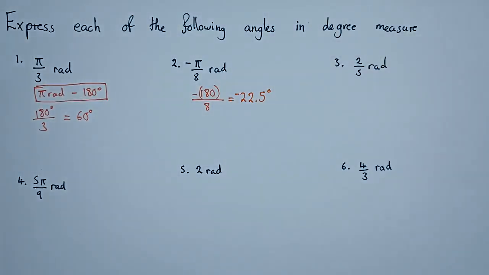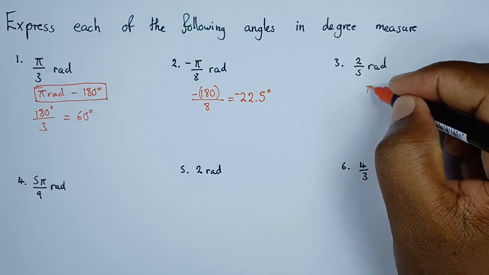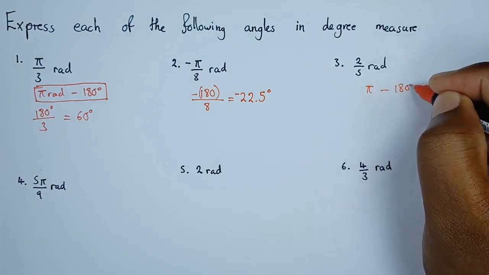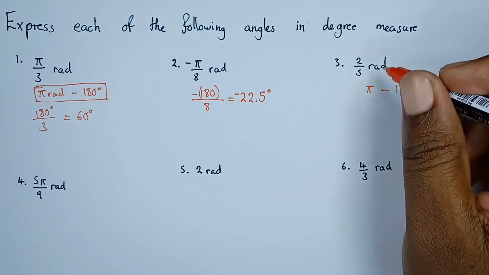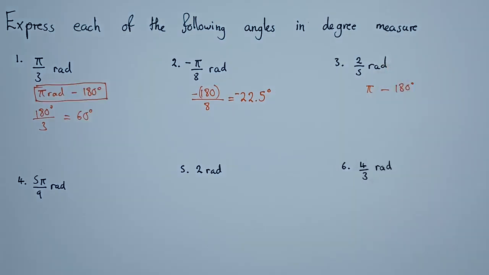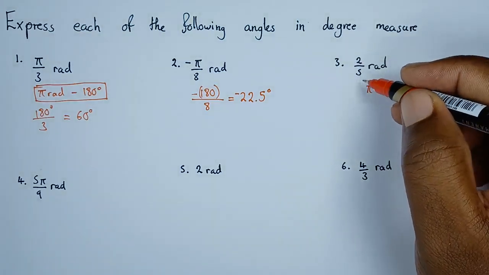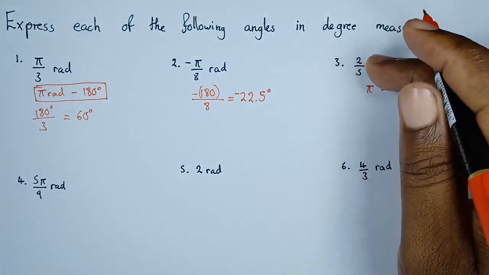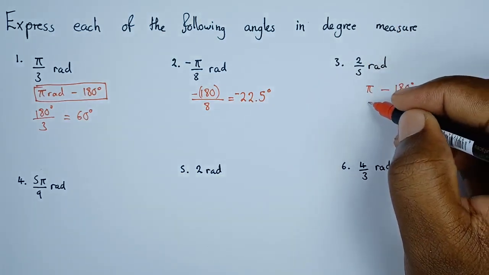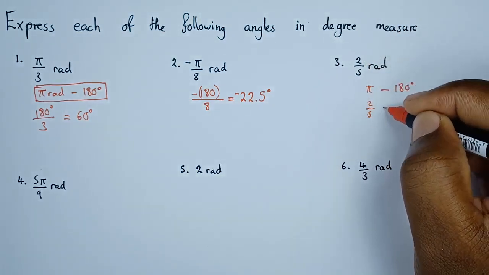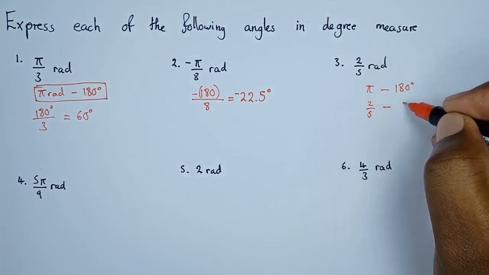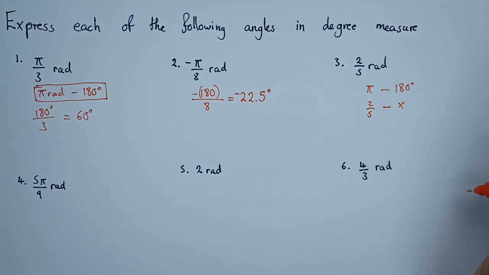Now for this one, let's use the process of cross multiplying. Pi is equal to 180 degrees. How about 2 over 5? Remember, this 2 over 5 is the radian measure. We don't have a pi in this one. So the radian measure is 2 over 5, and this is equal to x, because we're converting it to degrees.